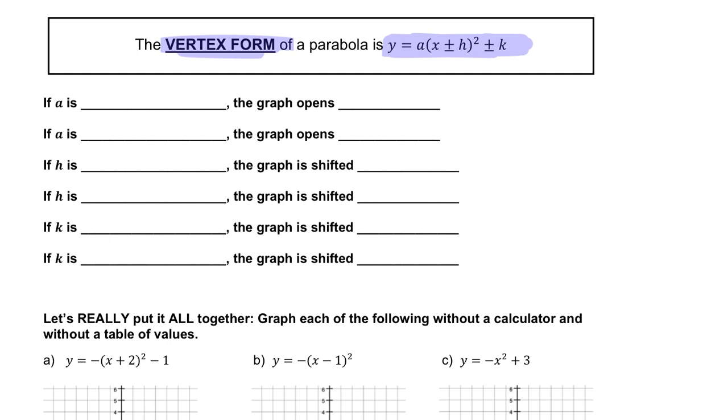If A is positive, then the graph opens up. Yep. If A is negative, then the graph opens down. Good.